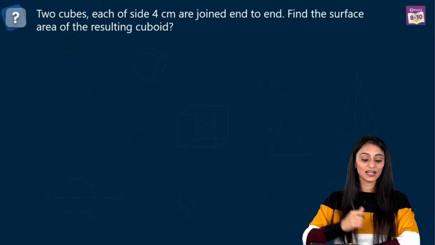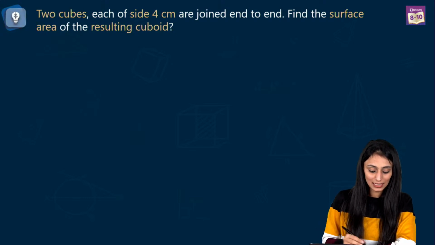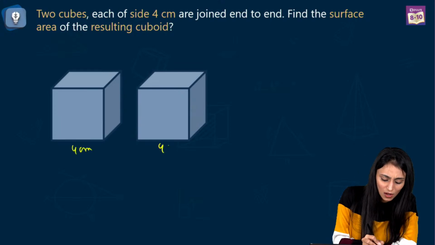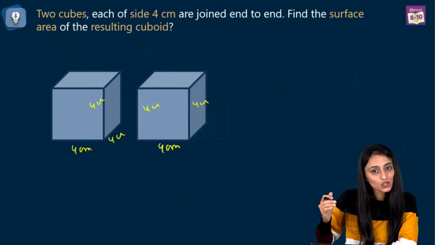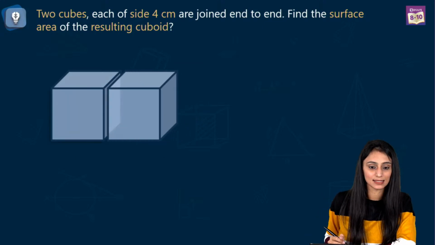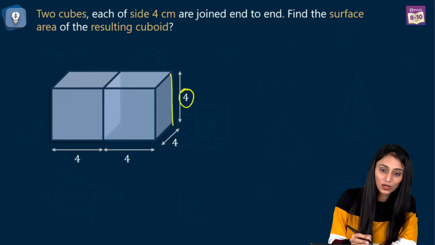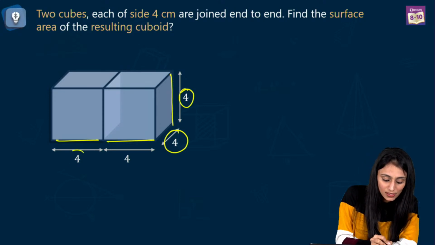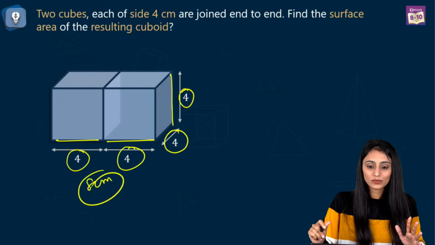So, 2 cubes each of side 4 cm are joined end to end. Find the surface area of the resulting cuboid. So, let's take 2 cubes over here to understand this, right? Each one of them has a side of 4 cm. All the side lengths in a cube are same, right? Length, breadth, height, all are same. Now it says, let's join them end to end. So we are joining their edges like this. See, once this is joined, the height will remain the same, 4. Width will remain the same, that will not change, correct? But the length over here, this is 4 plus 4, that will become 8 centimeters, correct? I hope this is clear to everyone.